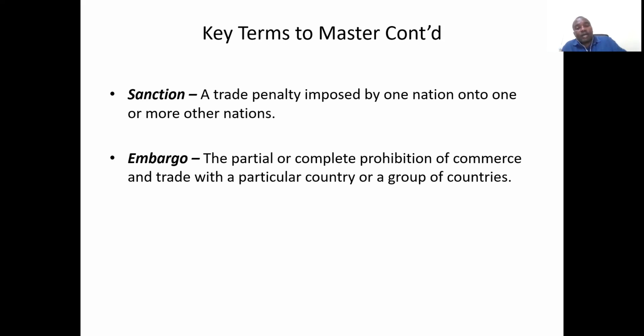And then what is an embargo? It is a partial or complete prohibition of commerce and trade with a particular country or a group of countries. For instance, for many years, there was an embargo between the United States of America and Cuba. You'll need to check whether that embargo is still in full force. It's your homework.